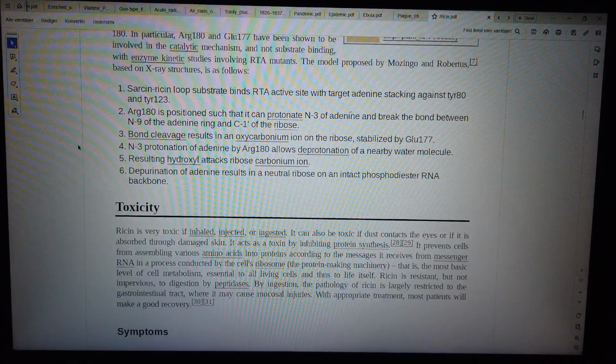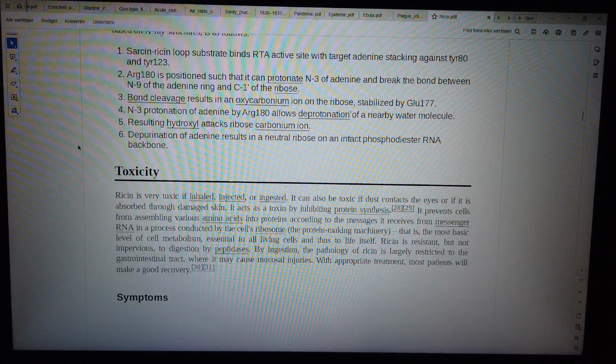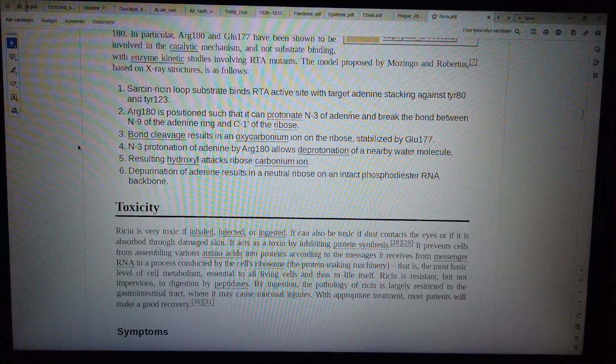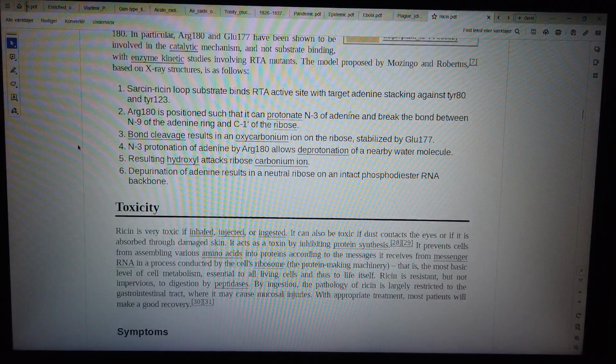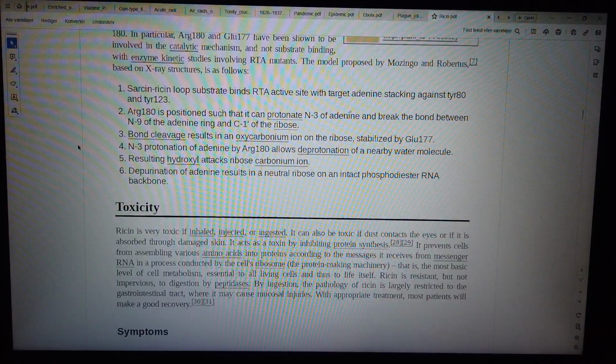Toxicity. Ricin is very toxic if inhaled, injected, or ingested. It can also be toxic if dust contacts the eyes or if it is absorbed through damaged skin. It acts as a toxin by inhibiting protein synthesis.